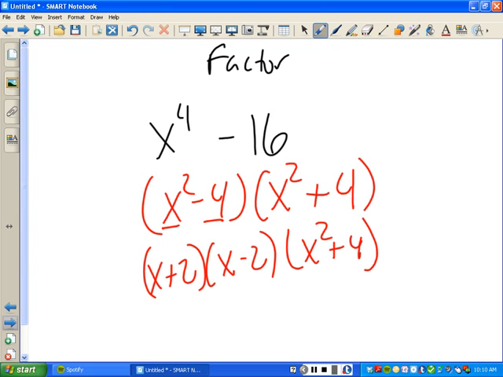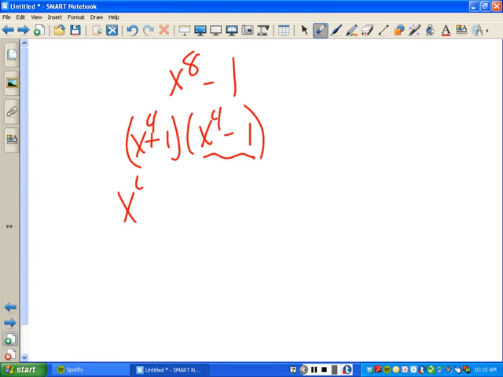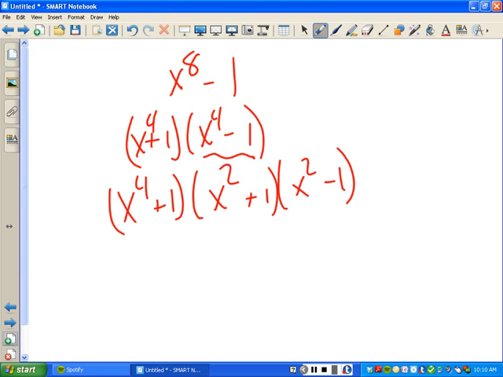Okay? And these problems are straight up cruel sometimes, because I've seen problems where, say, for example, you have x to the 8th minus 1. That's brutal. Okay, it seems easy enough. It's brutal. Because this is x to the 4th plus 1, x to the 4th minus 1. But then this is the difference of two squares. So that's x to the 4th plus 1, x squared plus 1, x squared minus 1. But then this is the difference of two squares. And so you'd have to continue again. It's like a pyramid.